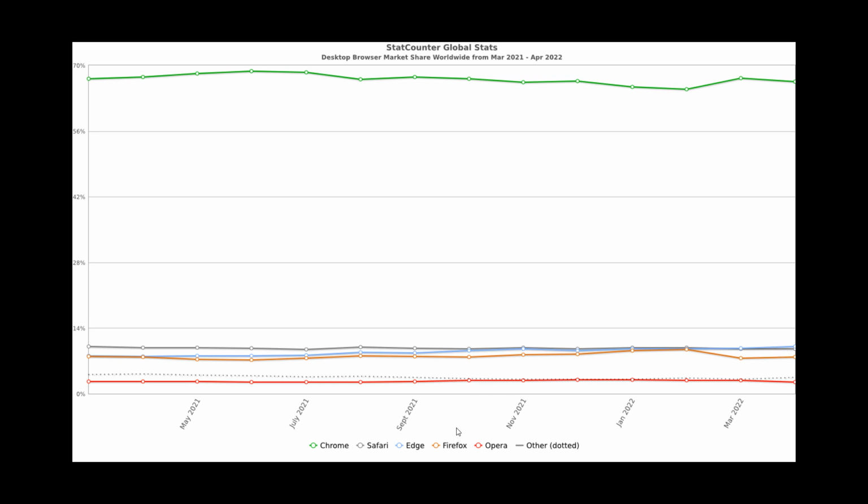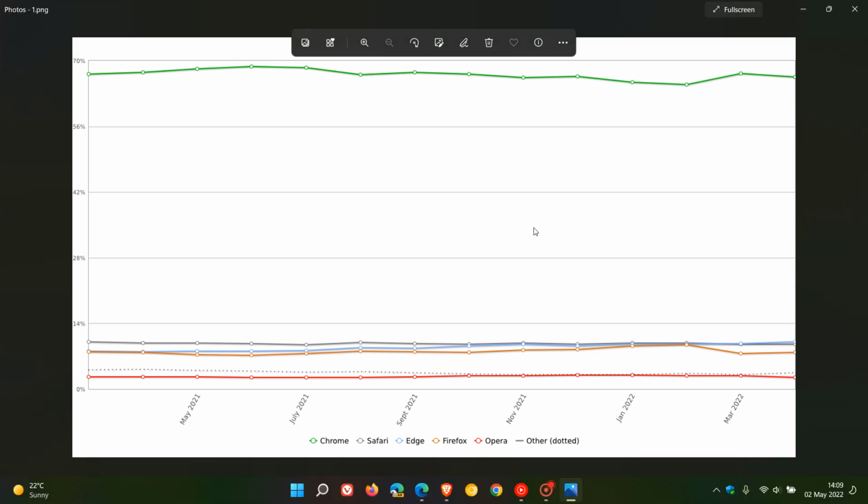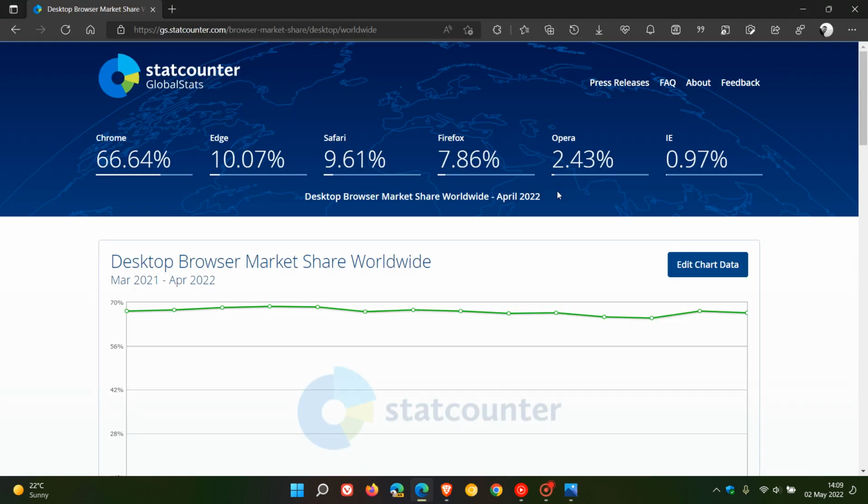And then Firefox in the orange was increasing, and then yeah, in about February started to take a dip, and then puts that in the fourth place overall, as mentioned in those percentages. And then Opera, yeah, in the red at the bottom, just above 2%. And the others, which is the dotted line, would be browsers like Brave and Vivaldi, just to mention one or two.